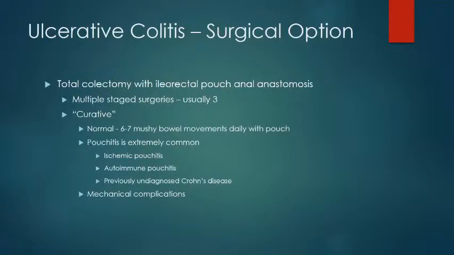And then the main thing I want to say about UC surgery is a total colectomy with an ileal pouch anal anastomosis. It's said that that's curative, and it is from an inflammatory standpoint if they truly have UC, but some of these patients may have had Crohn's and can develop inflammation of the pouch later on. The other thing is this is 3 surgeries. Their new normal is not going to be normal bowel movements. It's going to be 6 to 7 mushy, loose stools per day. And pouchitis happens in 40% of these patients at 1 year.